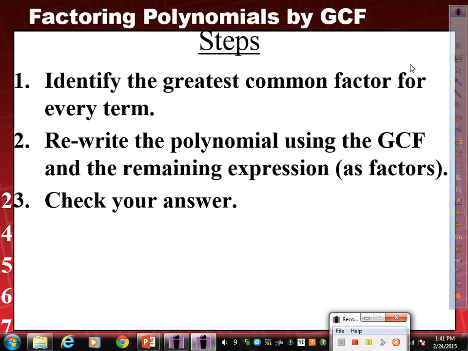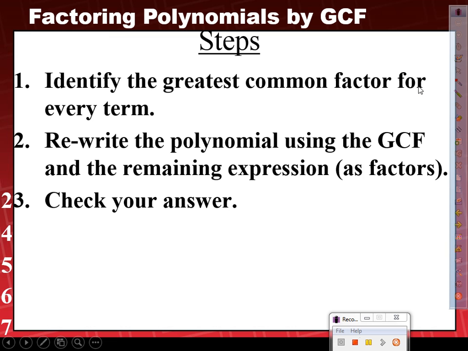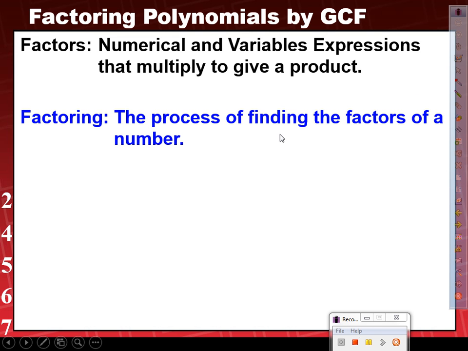Just to clarify some definitions before we move on. Yesterday I gave you the definition for factors, and I said 2 or more numbers that multiply, because we were only dealing with numbers. But since now we're in polynomials, factors are numerical and variable expressions that multiply. Does that make sense? Alright? Factoring. What is factoring? The process of finding the factors.